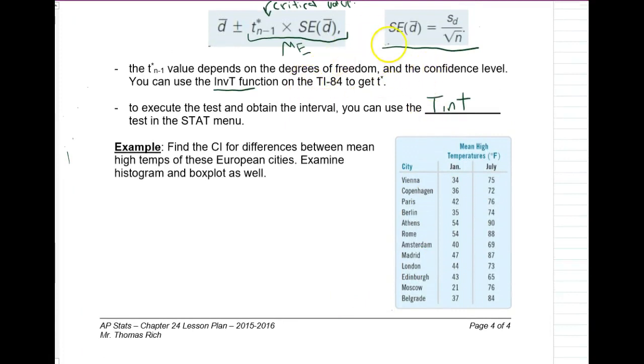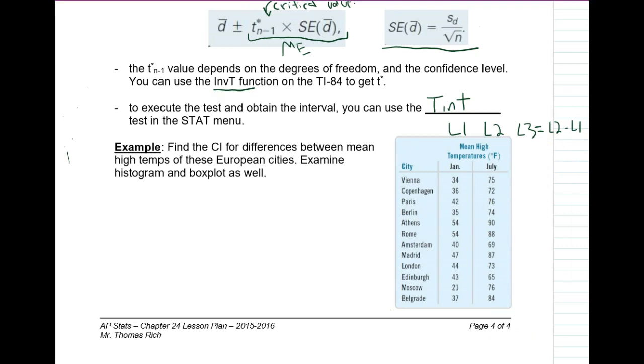What we want to do is find the confidence interval for the differences between mean high temperatures of these European cities. I want to examine the histogram, and we'll take a look at the box plot as well to see if it meets the nearly normal condition. So what we want to do here is we're going to put in L1 and L2, and then in L3, since it looks like July is larger than January, I like to stay with positive numbers. I'm going to take L2 minus L1 and create that in L3.